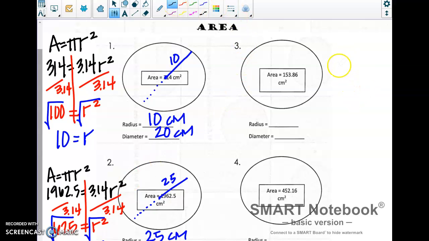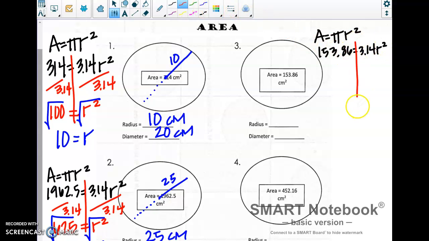Okay, hopefully you paused the video and are ready to see how you did on number 3. So we start with our formula. Area is equal to pi times radius squared. We know the area, 153.86 equals pi, which is 3.14, times radius squared.